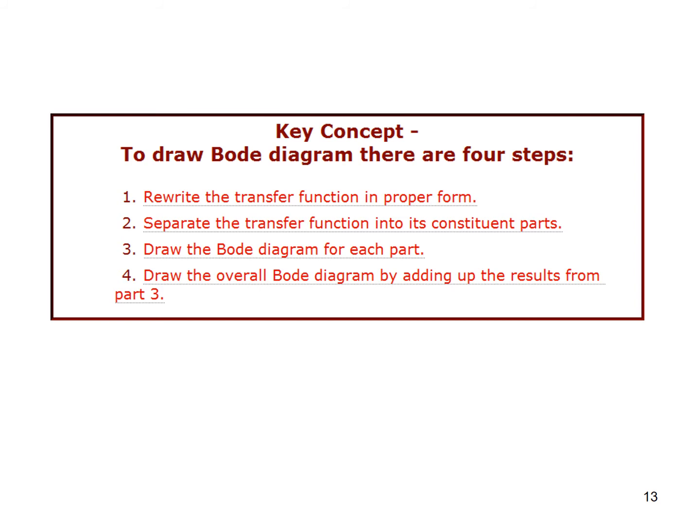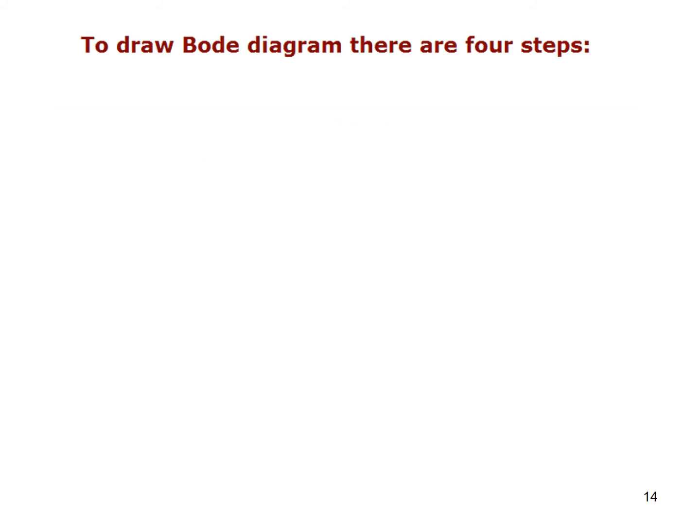There are some concepts that we have to keep in mind. We have to rewrite the transfer function in the proper form. Then we have to separate the transfer function into its parts. Then we draw the Bode diagram. And then we draw the overall diagram. Okay, now let's solve an example using these four steps.